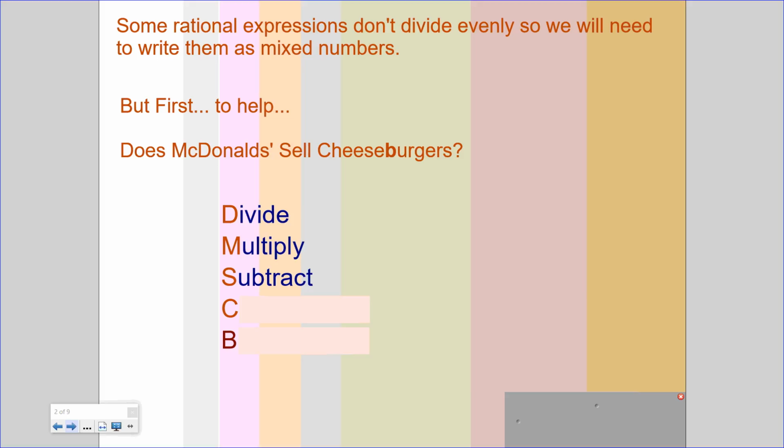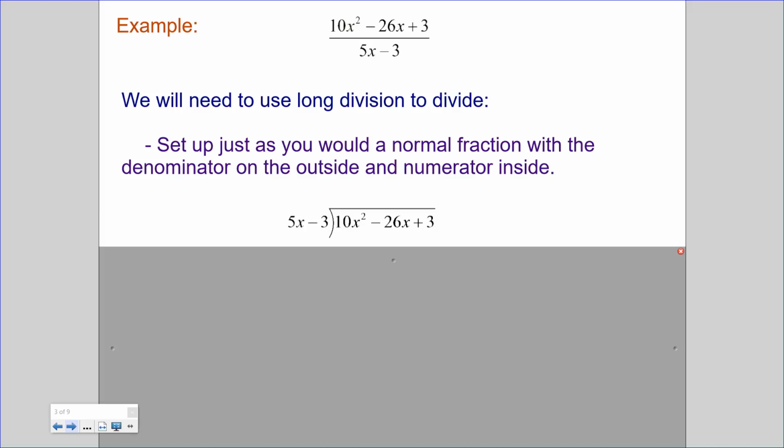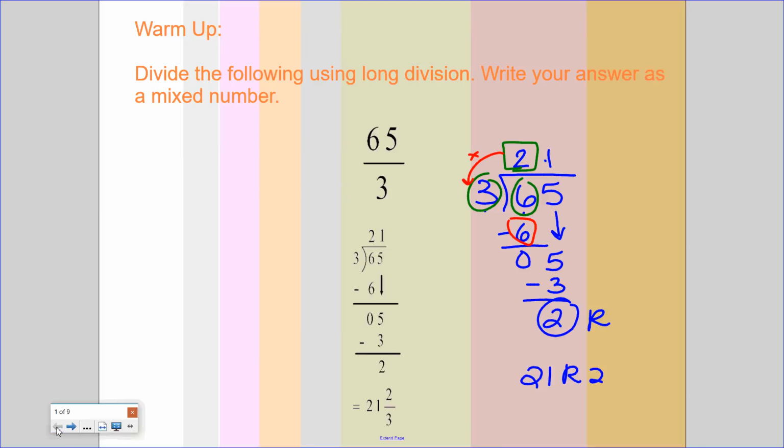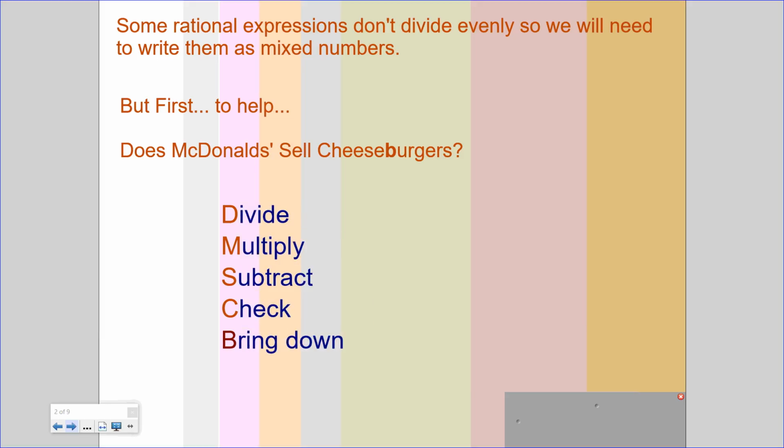and then we check our work to make sure that we've done everything correctly, and that whatever we got when we subtracted won't divide by this number outside. So then we lastly bring down, that's what the B in cheeseburgers stands for, the next value, and we start the process all over again. So does McDonald's sell cheeseburgers means divide, then multiply, subtract, check, and bring down the next term.